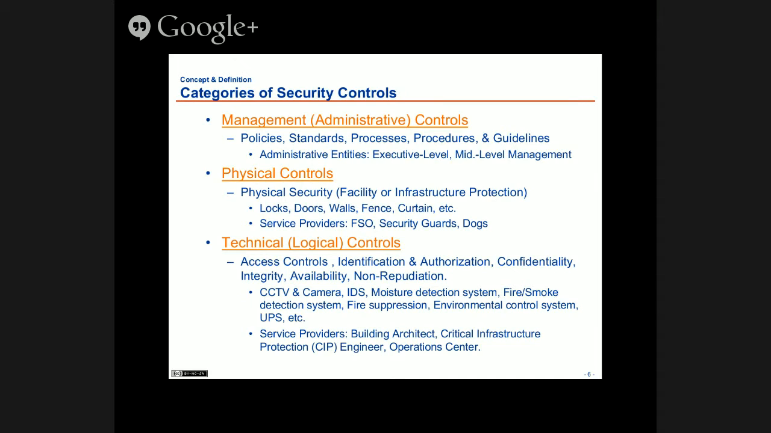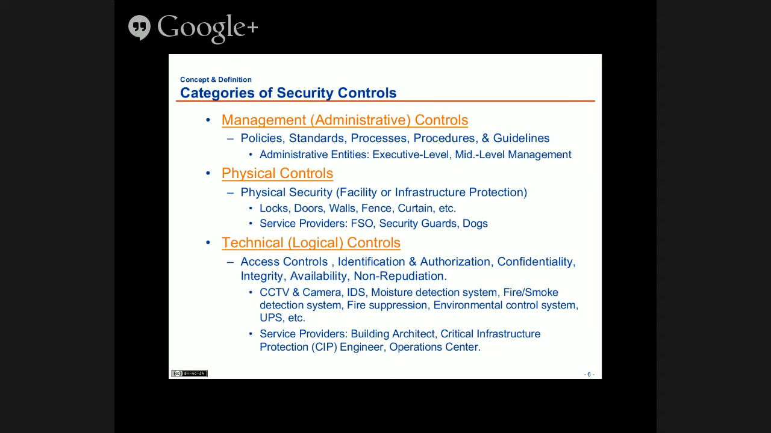Then you have technical controls. Basically, these are access controls, identification, authorization, confidentiality, integrity, availability, and non-repudiation. So you have CCTVs and cameras. You have IDSs, which are intrusion detection systems, and moisture detection systems. You have fire and smoke detection systems, fire suppression, environmental control systems, and UPS. This is your uninterruptible power supply.